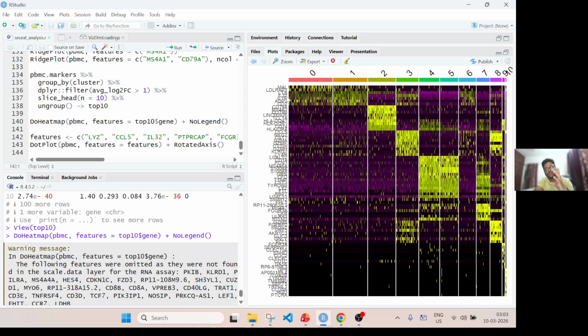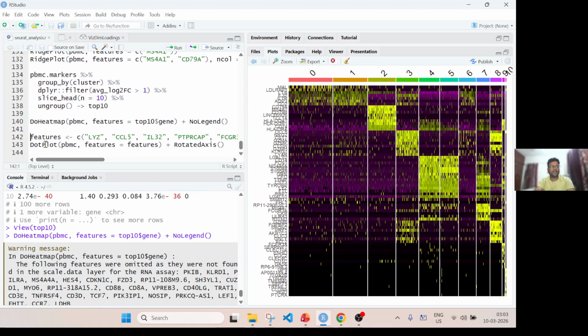Once you are sure that these genes are the right ones, you go to the literature and do the next step: identifying what kind of cells those genes are expressed in, whether B cell, T cell, and so on, which is the next step we will see.